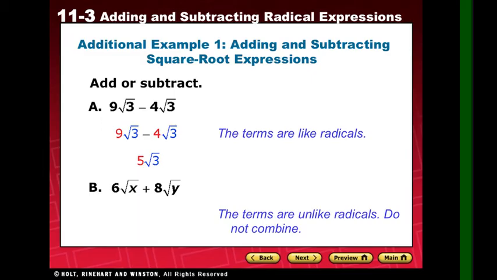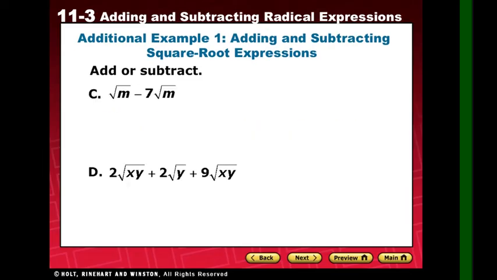6 square root of x plus 8 square root of y. The terms are unlike radicals. Do not combine. So, pag ganyan, we will just retain. We will just copy all the given data kung hindi naman sila pareho, kasi we cannot add them. Although pareho naman silang whole number, pero yung x and y na nasa loob, hindi sila pareho. So, we cannot add the two. Ang gagawin lang natin is we just copy them.